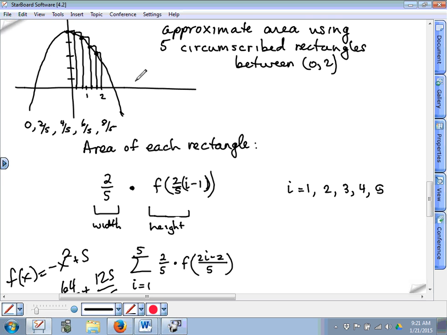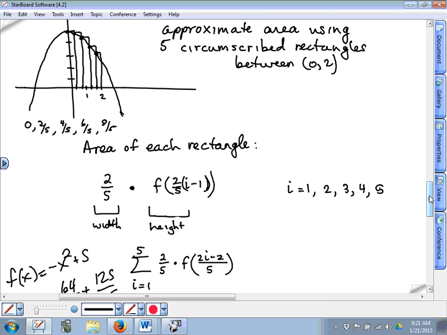We're doing the circumscribed rectangle. That means that part of each rectangle is outside of the function. Okay, I need your eyeballs on the screen up here. The area of all 5 of those rectangles added together is going to be greater than the actual area underneath the curve. Yes? That's what happens with circumscribed rectangles. In a second, we're going to do the inscribed ones. Those are the ones where all the rectangles are inside the curve. That area is going to be less than the area of the curve. So the actual area of the curve is in between the inscribed area and the circumscribed area.